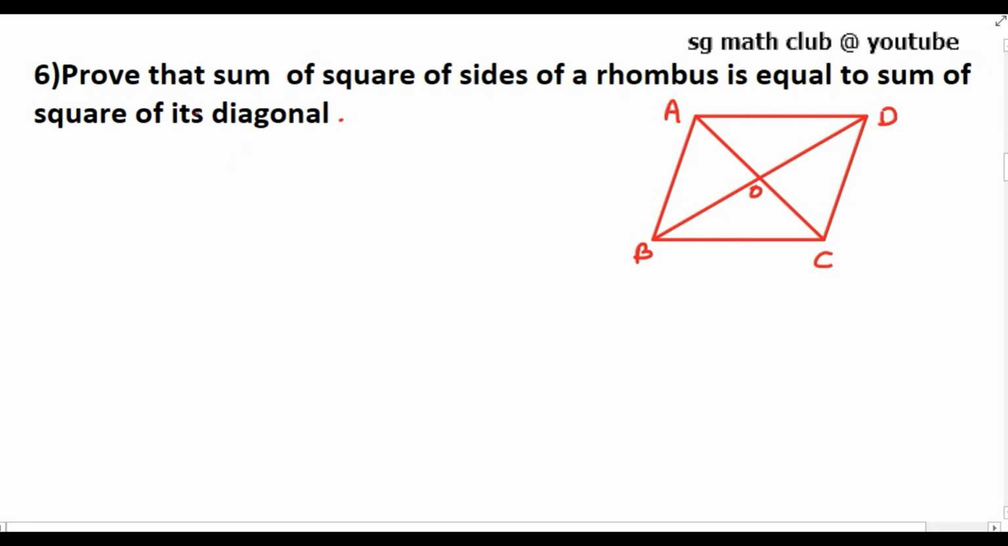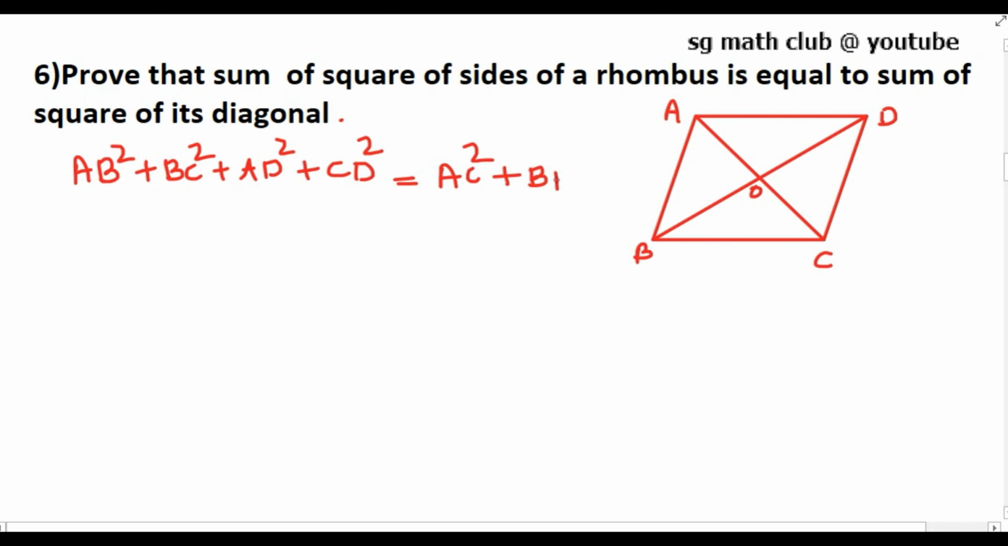Now the question is sum of square of sides of rhombus. That means AB square, BC square, AD square plus CD square. Four sides of the rhombus are AB, BC, AD and CD. So sum of square of these sides is equal to sum of square of its diagonals, that is AC square plus BD square. We need to prove this.